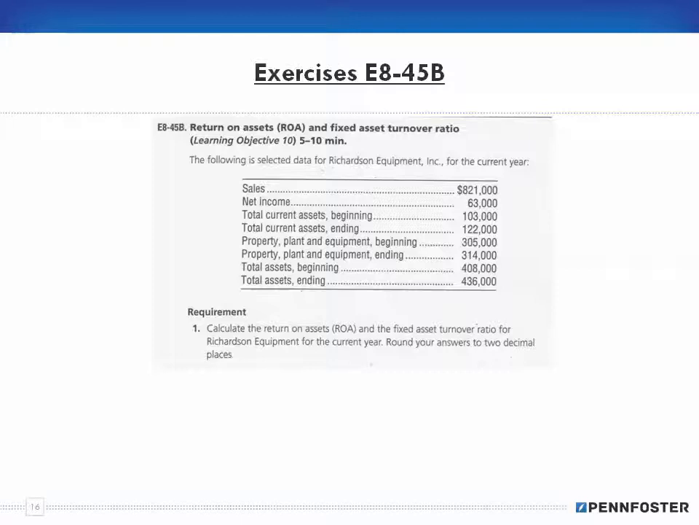Okay, 8-45. Return on assets and fixed asset turnover ratio. The following is selected data for the current year. Calculate the return on assets and the fixed asset turnover ratio for the current year. Round your number to 2 decimal places. So if you'll recall from the focus on decision making section of the chapter, return on assets is equal to the net income divided by the average total assets. And remember, we're looking at average here.